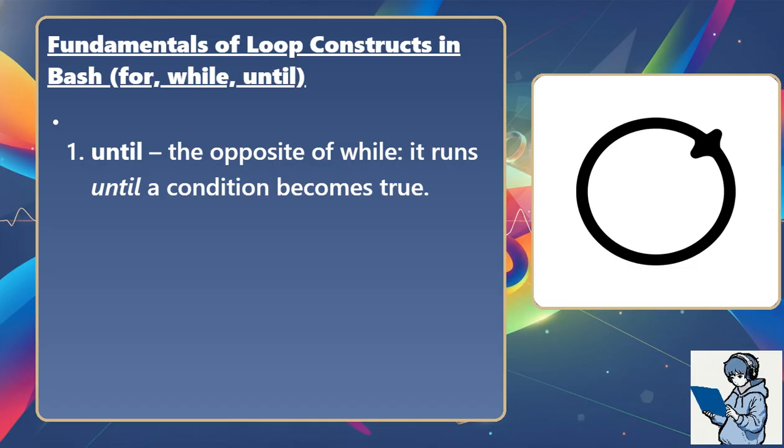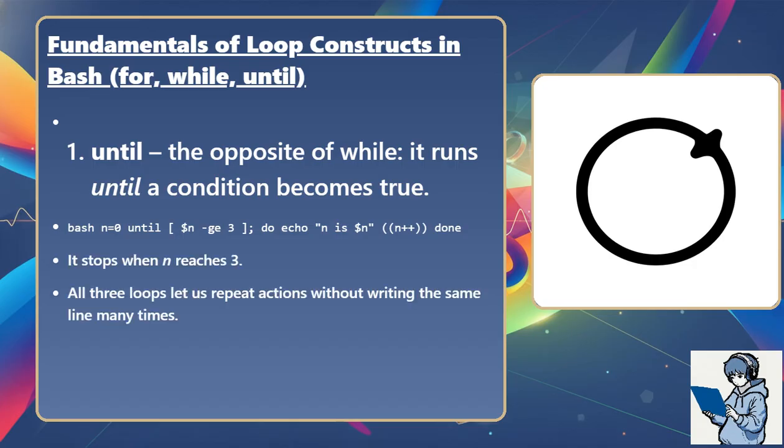3. Until: the opposite of while, it runs until a condition becomes true. n=0; until [ $n -ge 3 ]; do echo "n is $n"; ((n++)); done. It stops when n reaches 3. All three loops let us repeat actions without writing the same line many times.